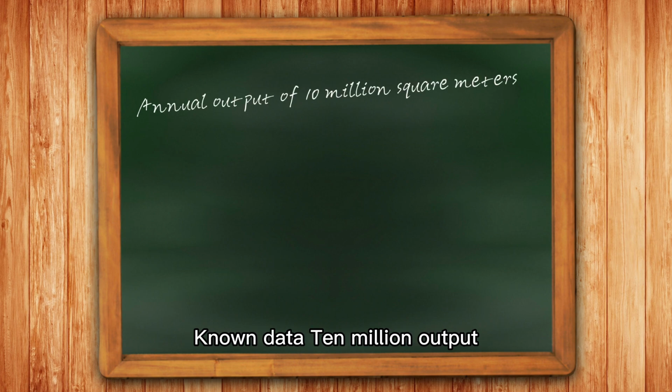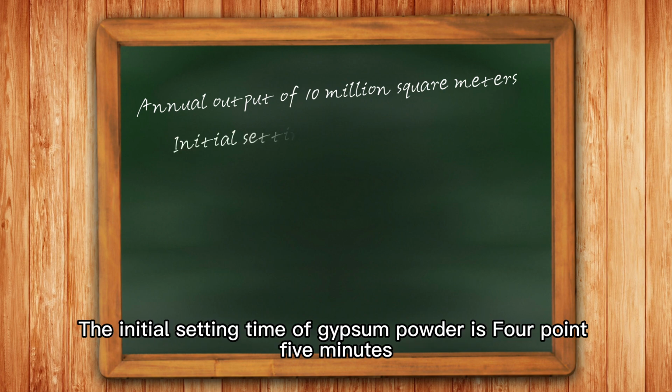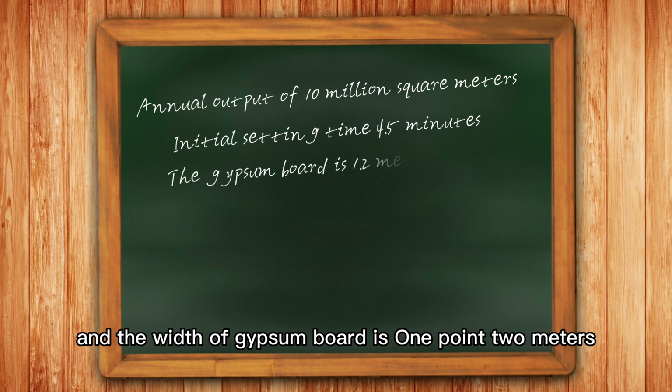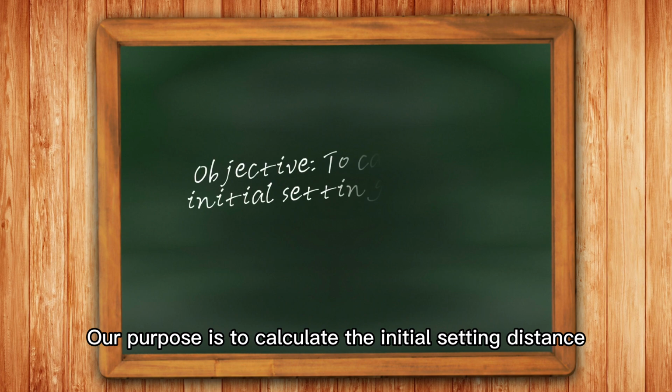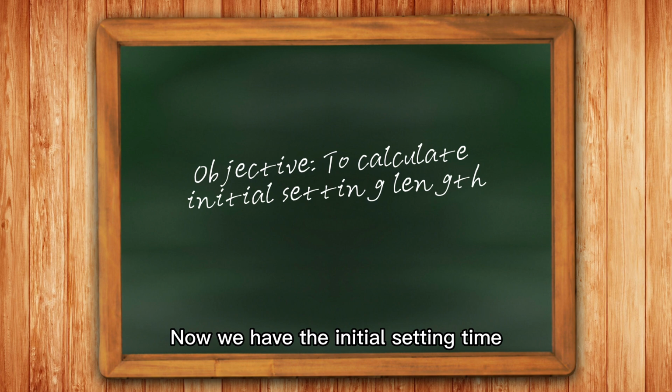Take the 10 million output. The initial setting time of gypsum powder is 4.5 minutes, and the width of gypsum board is 1.2 meters. Our purpose is to calculate the initial setting distance. Now we have the initial setting time, so the initial setting speed is also needed.